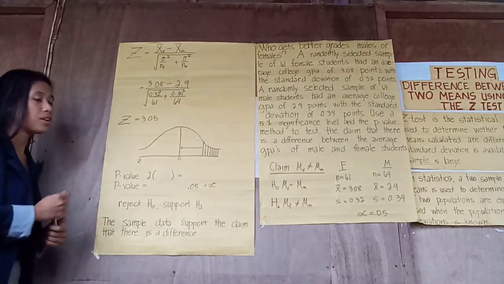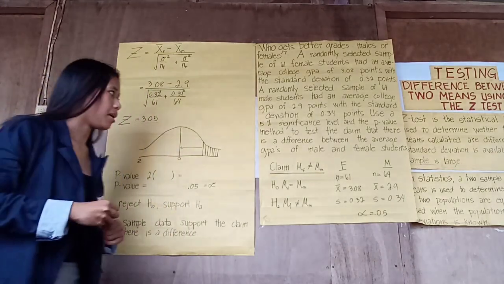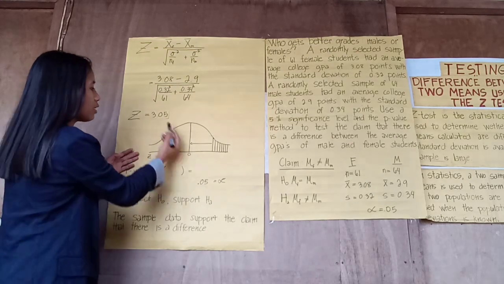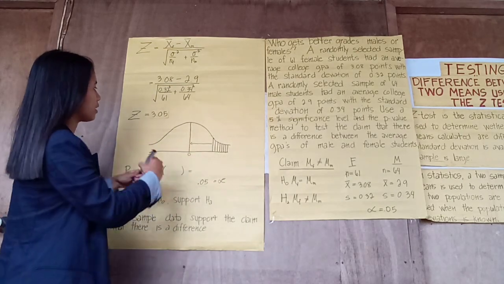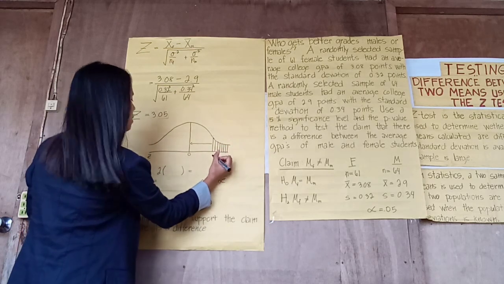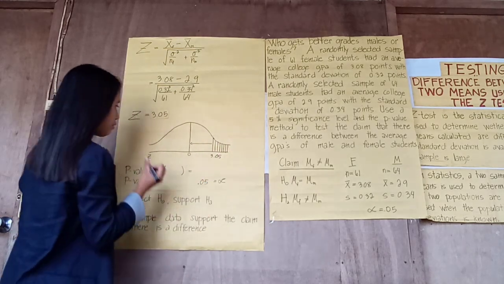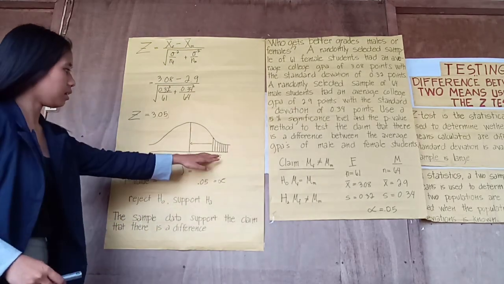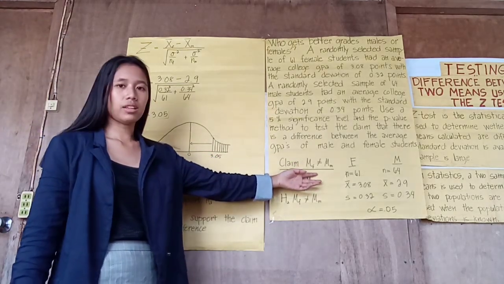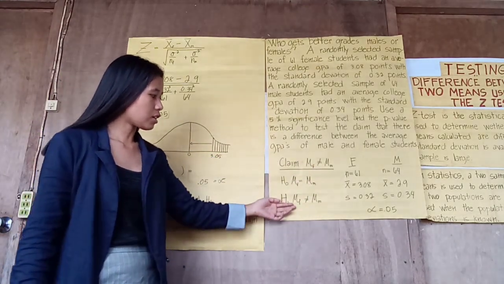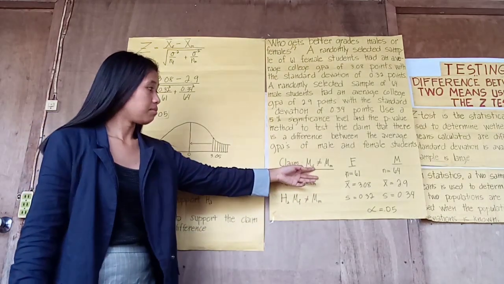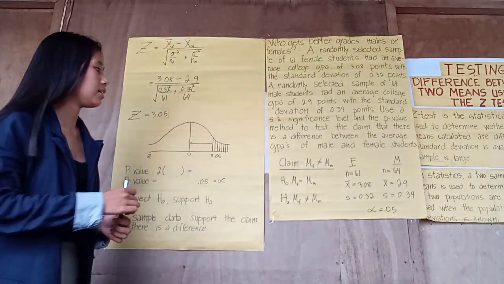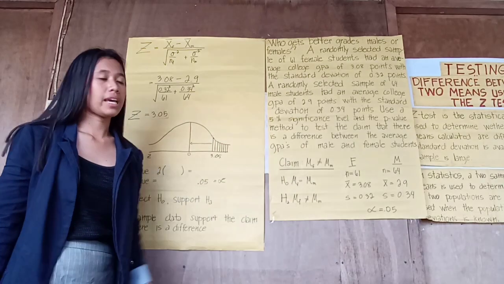Okay. So, now, we're going to plot it on the tail. That is Z-tail test. Okay, so here, let's say this is our 3.05. So, this is Z-tail test, because as we can see here, if the claim is HA is not equal to, and this is a claim, so we have a rule that we're going to use the two-tailed test.